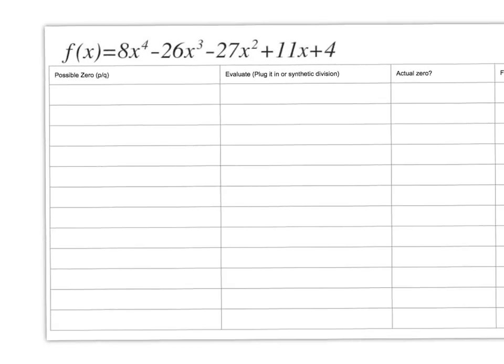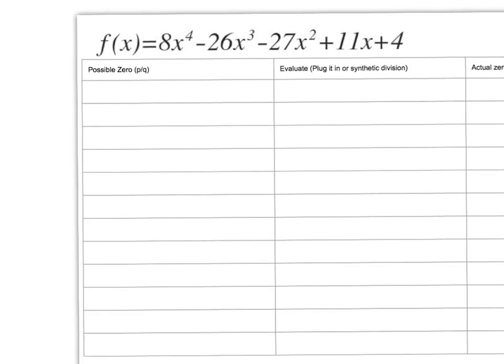So I've got a big table here. So my possible zeros, that's my p's divided by my q's. My first one was 1 and -1. Then I had 1/2 and -1/2. Then I had 1/4 and -1/4. And there was 1/8 and -1/8. And then there was 2 and -2, and then 4 and -4. Every single one of those is those numbers we came up with on the last page. And we're about to just plug them in, and we're going to see what happens.